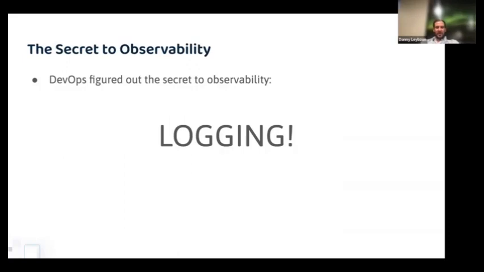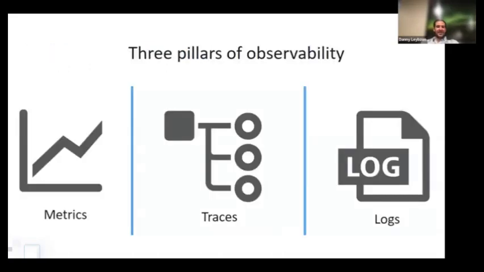Without getting too in the weeds of it, the secret to observability, which DevOps figured out a long time ago, is actually logging, right? We see this in the classic three pillars of observability for DevOps, which are metrics, traces, and logs. Metrics, traces, and logs are all different types of artifacts. They're all different outputs of a system that can be used to understand the interior of the system. Now, the system that is being represented by metrics, traces, and logs is a software 1.0 system. It's like a classic software application.